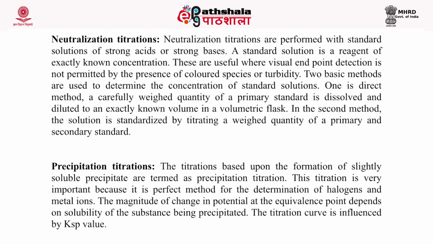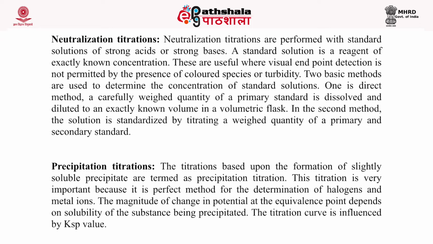The indicator used in titration of chloride ion is chromate ion, in which the endpoint is signaled by the appearance of red silver chromate, and it can be represented as shown in the equation.